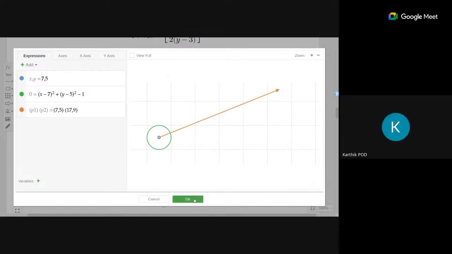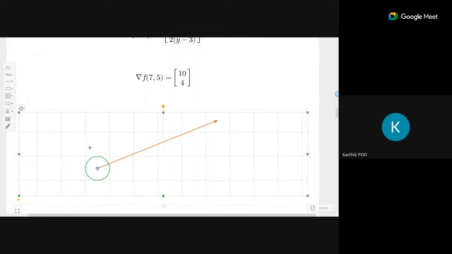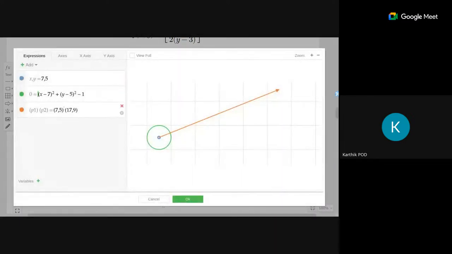Yes. Gradient. Okay, so this is the gradient. Sir, why is it 17 comma 9? That is because I have just added it, right? This is just vector addition. So see, this is 7 comma 5. The vector starts at 7 comma 5, and it should point in the direction 10 comma 4. So that's why 10 plus 7 and 5 plus 4, right?